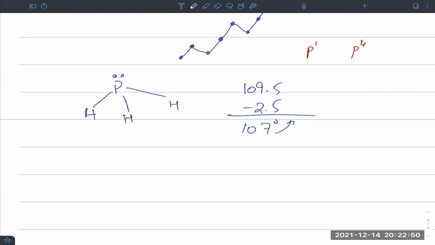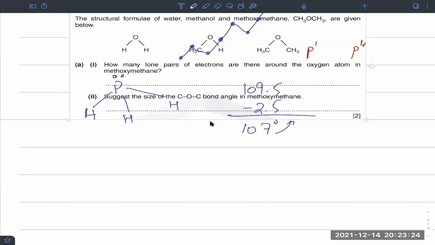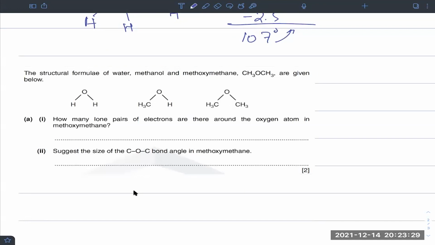We're going to do a few questions on intermolecular forces. Okay, this is a pretty simple question. Structure formula of water, methanol, and methoxymethane are given below. How many lone pairs of electrons are there around the oxygen atom in methoxymethane? So again, remember that oxygen has 6 electrons in the last shell. So there are going to be 2 lone pairs. So it is 2 lone pairs, okay?